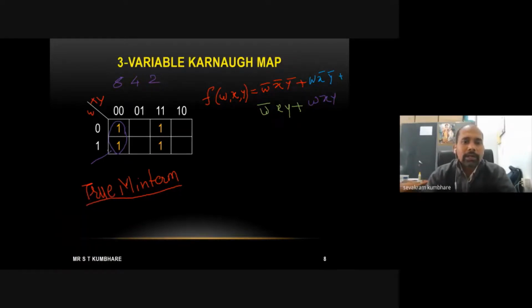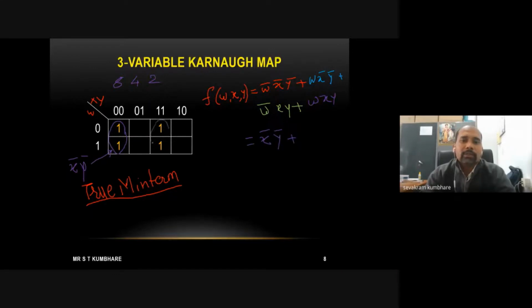How to write down the expression for this? You have to take those variables which are not changing their value. Now if you observe, W is having 0 here and 1 over here. So in this group, W is changing from 0 to 1, so I cannot take W. But if you observe X, Y in this group, X is 0, Y is also 0, so it is not changing. So what I can write down? X bar, Y bar. So X bar, Y bar plus.